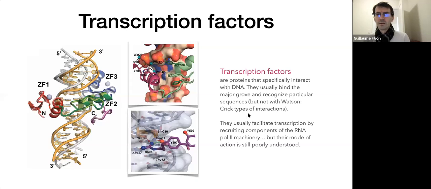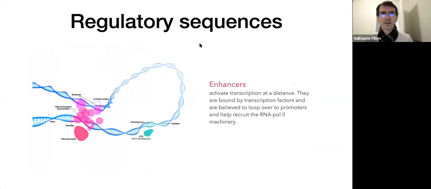So they usually facilitate transcription by recruiting components of the RNA Pol2 machinery, but their mode of action is still poorly understood. Even though they're totally fundamental, it's still hard to know exactly how they work. So one important part of the process is regulatory sequences, these pieces where we need to have transcription factors that come recognize them in order to activate transcription.